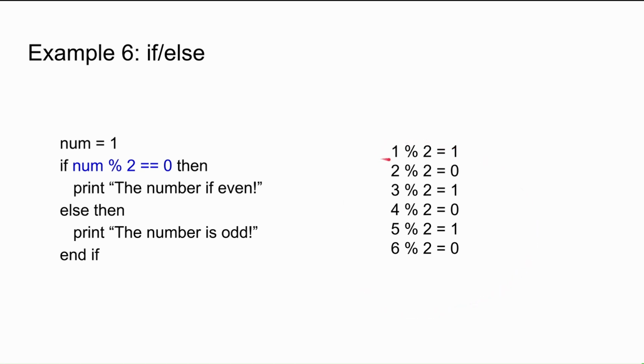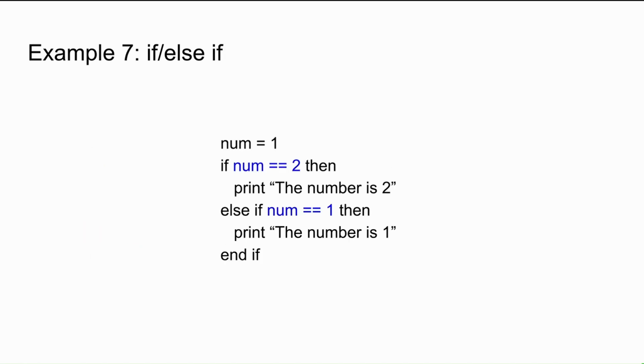So we can see here on the right that 1 modulus 2 is equal to 1, because when dividing 1 by 2, the remainder is 1. But when dividing 2 by 2, the remainder is 0. So in this case, because num is equal to 1, we are doing 1 modulus 2, and we are checking if that is equal to 0. As we see on the right, that's actually equal to 1. So this program will execute the block of code inside the else and will print out the number is odd.